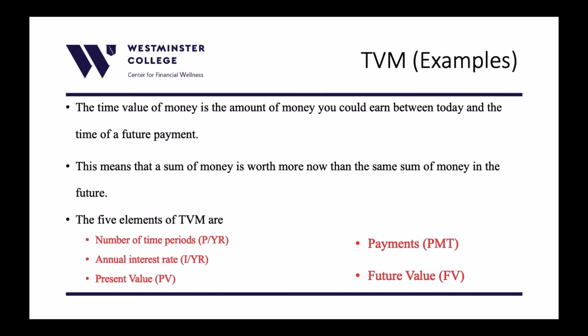The 5 elements of time value of money are number of time periods, annual interest rate, present value, payments, and future value.